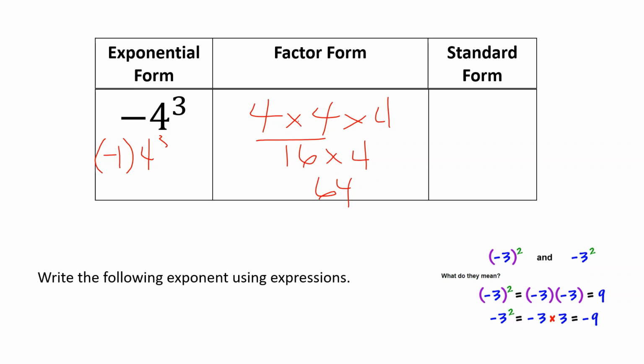So at the very end, I am going to simply do 64 times negative 1 equals negative 64. And that's how I will get my answer.